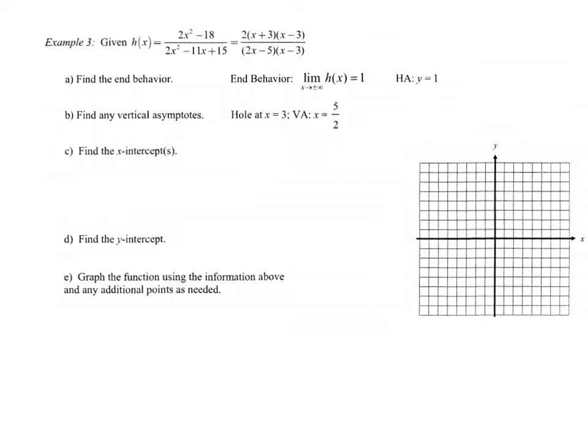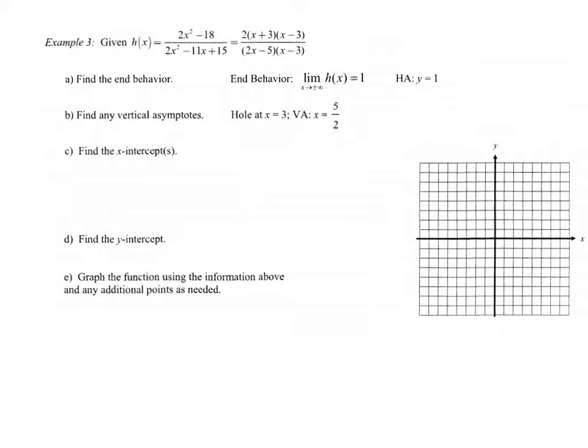So we've talked about end behavior. We've talked a little bit about vertical asymptotes. We'll probably add a couple new things for that. We've definitely talked about x and y intercepts. And if we can find all that stuff and maybe figure out a few additional points as needed, we should be able to come up with a little sketch of the rational function.